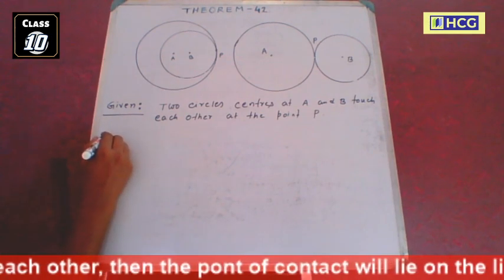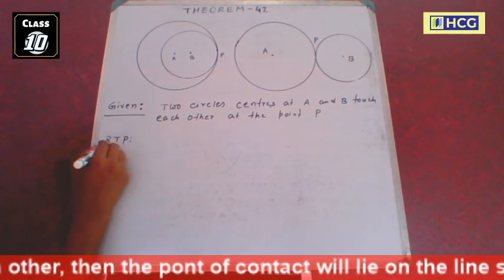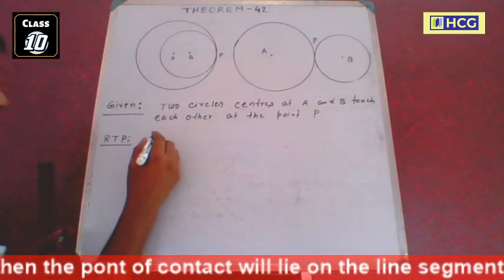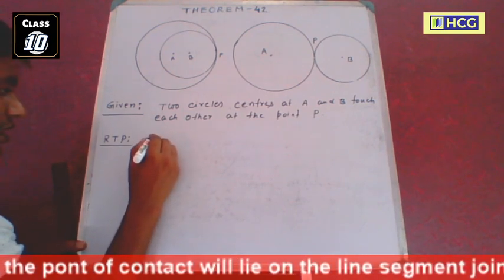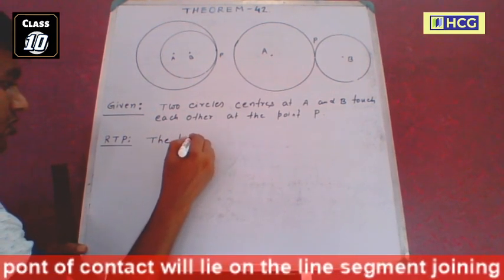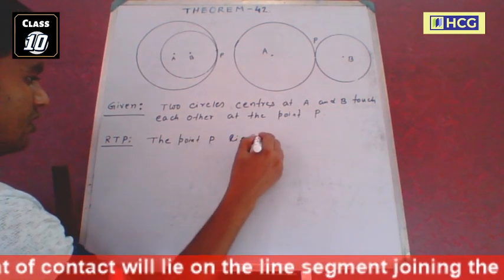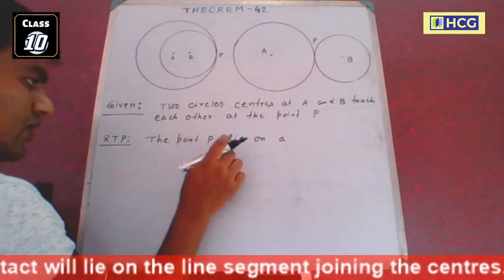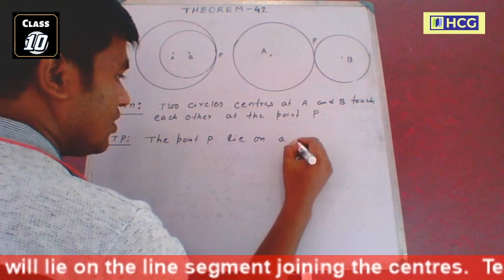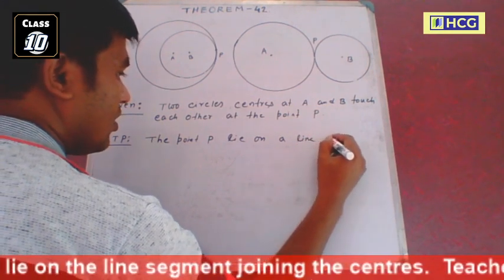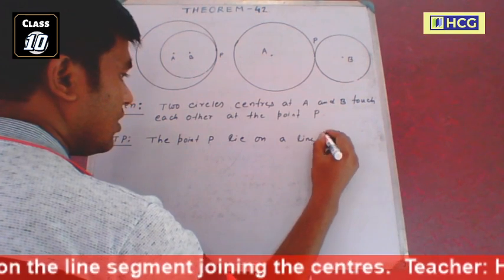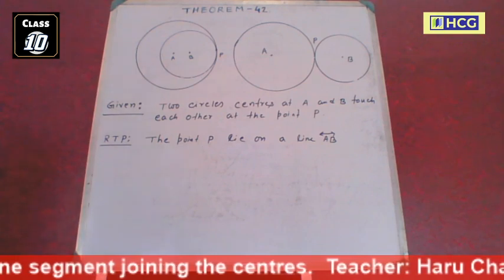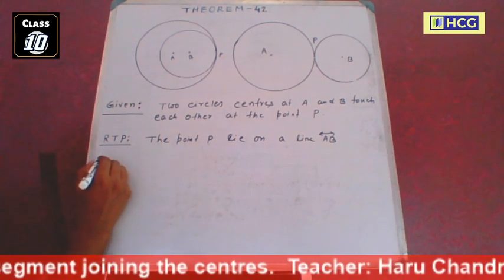Required to prove: with centers at A and B, the point P lies on the line AB. The point P lies on the line AB joining the two centers. Now the construction.